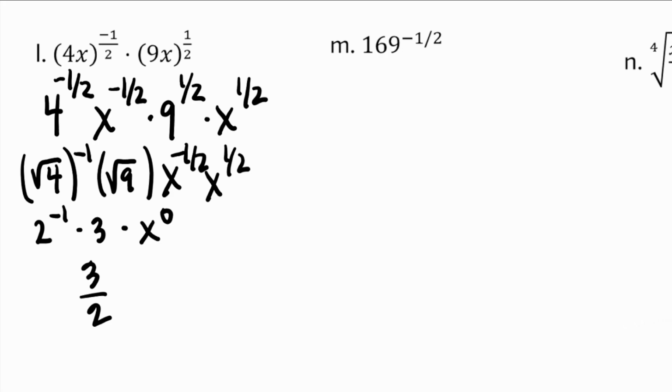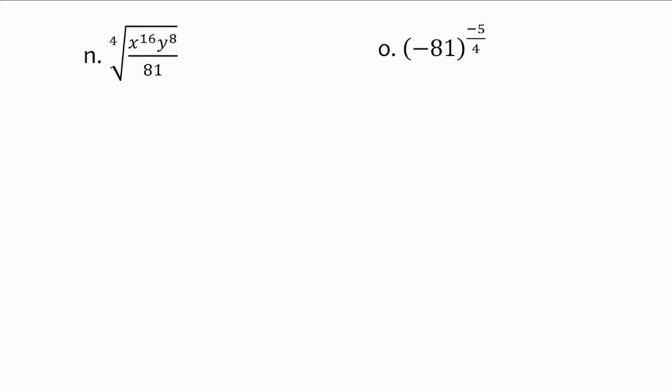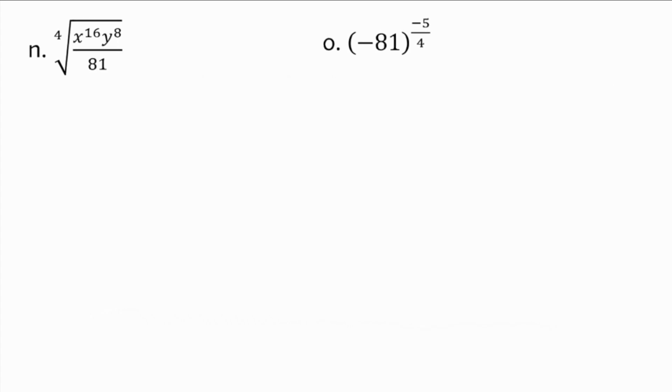169 to the negative 1/2 is going to be the square root of 169 for the half power, to the negative first power for that negativity there. Okay, and the square root of 169 is 13, and 13 to the negative 1 is 1 over 13. All right, remember the negative exponent doesn't make the number negative, it just makes it a fraction. All right, just keeps going.